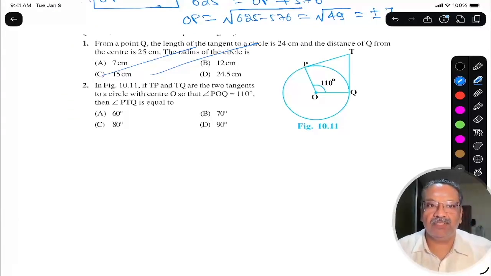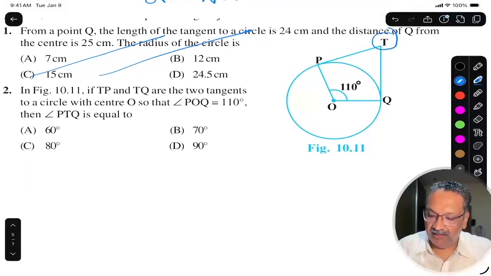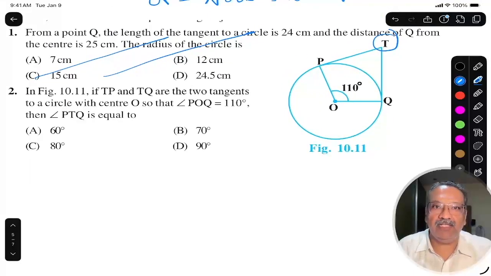Okay. Now let's come to the second question. First one is done. Second question, what does it say? In the given figure, if TP and TQ are two tangents to a circle with center O. So there is an external point T here. And TP and TQ are tangents to a circle with center O, so that angle POQ, that is this angle, they have given in the drawing, is 110 degrees. Then they want angle PTQ. PTQ means they want this angle. I will call this theta.